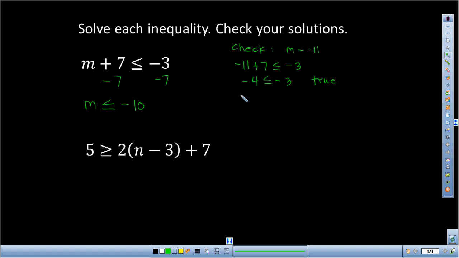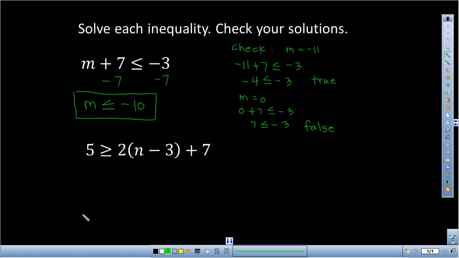Now let's check when the value does not fall within that interval. So for instance, let's do m is equal to 0 because we know that 0 is not less than or equal to negative 10. When we plug 0 into the inequality, we get 0 added to 7 is less than or equal to negative 3. We know that 0 added to 7 is 7, but take a look at this statement. It says 7 is less than or equal to negative 3. That's a false statement. So because it's false, we know that 0 is not a possible solution. So we were right, and we verified that m is going to be less than or equal to negative 10.